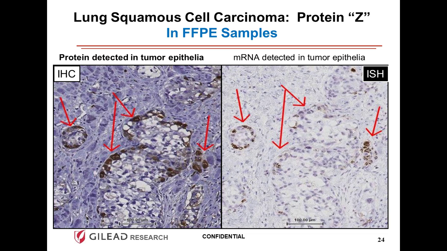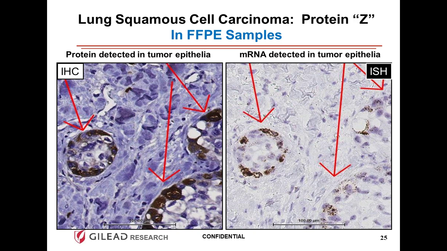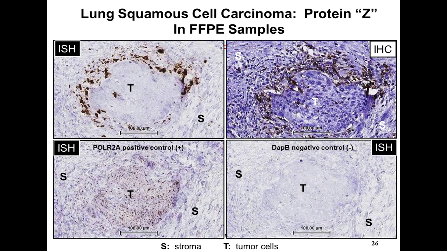And so we did do the in situ hybridization, and lo and behold, we were able to detect a mirror image of what we saw with the IHC when you look at serial sections. I have a zoomed-in image here. This was really nice to show that for the first time, we discovered that protein Z was actually being made by the tumor epithelia and not just by macrophages or neutrophils.